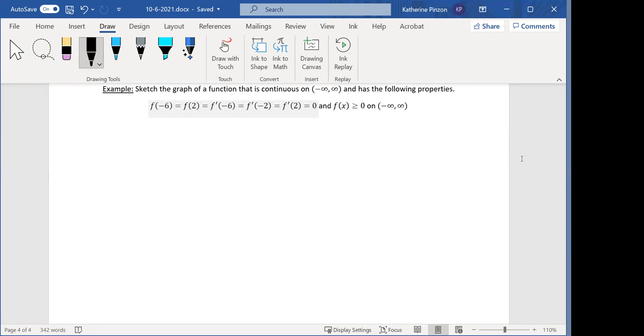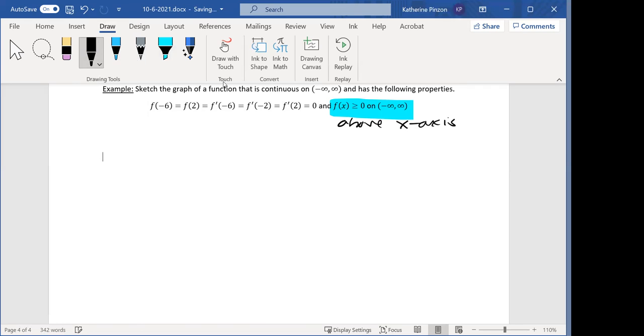It tells me that a lot of things are zero. You see that? f of -6 is 0, f of 2 is 0, f prime of -6 is 0, f prime of -2 is 0, f prime of 2 is 0, and f of x is greater than or equal to 0 on the whole interval. What does that mean? It never crosses the x-axis. It stays above the x-axis the whole time.